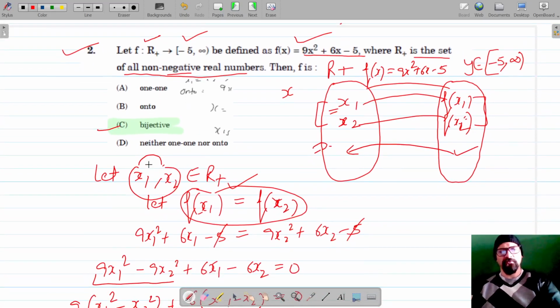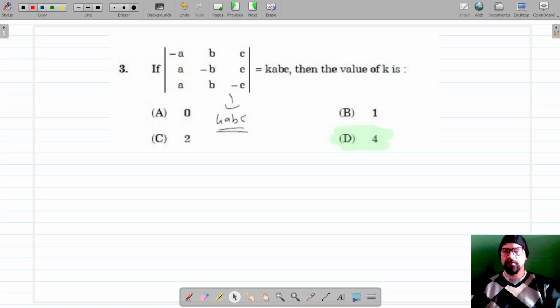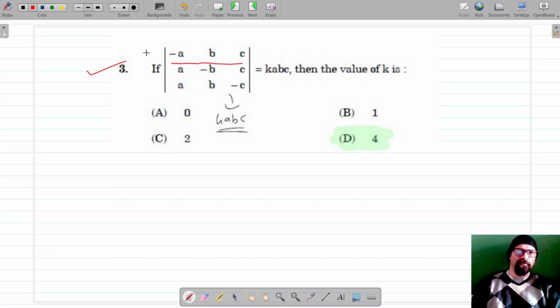Let's move on to the next question. For question number 3, we have to find the value of the determinant. This determinant is equal to k times abc, then what is the value of k? So let's try to evaluate it along the row R1, the first row.